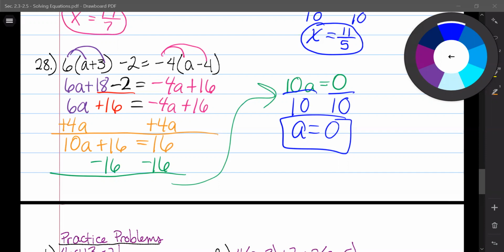Okay. Next we're going to be going over 4.7, which is just solving equations with fractions.